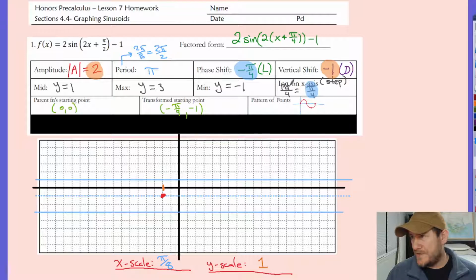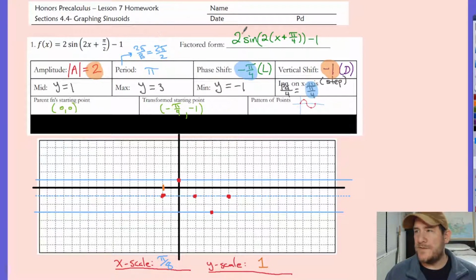From here, you now start stepping by whatever your step is, pi over 4. So we're going to go 2 boxes. Now because we're a positive sine function, you know that from this midline we are increasing. So in 2 boxes we are going to be up at our max. Then 2 boxes later we start to decrease again, so down to the midline. 2 boxes later, down to the min. Now of course from the min the only place to go is back up.